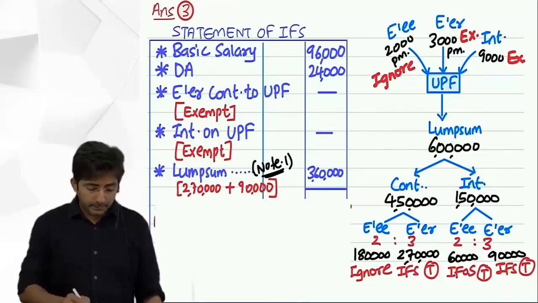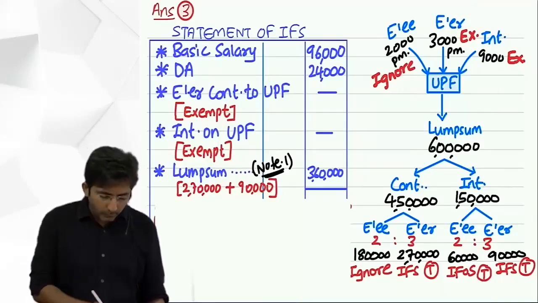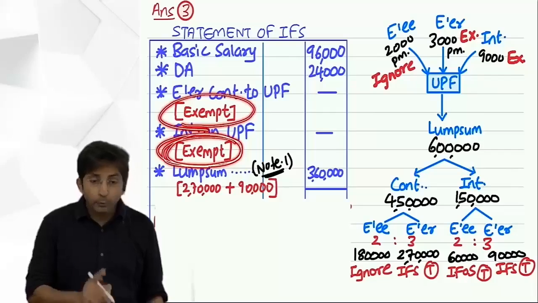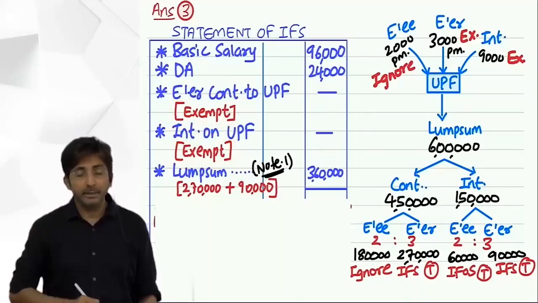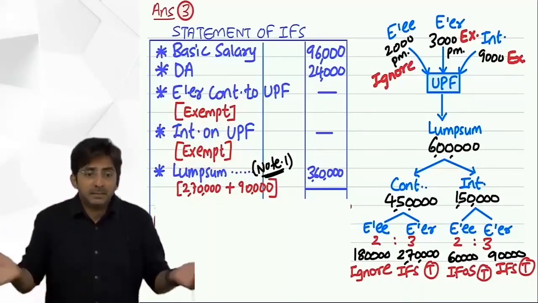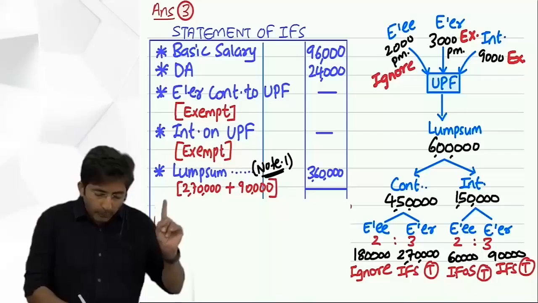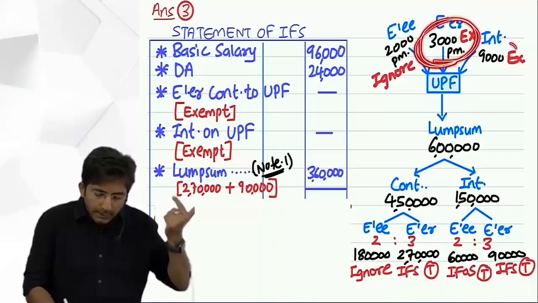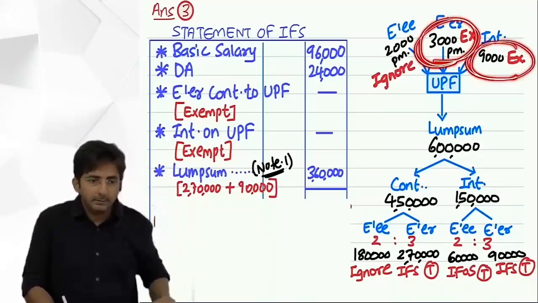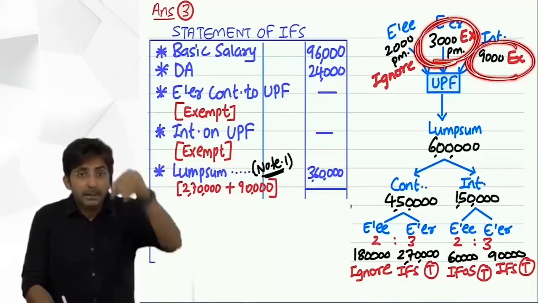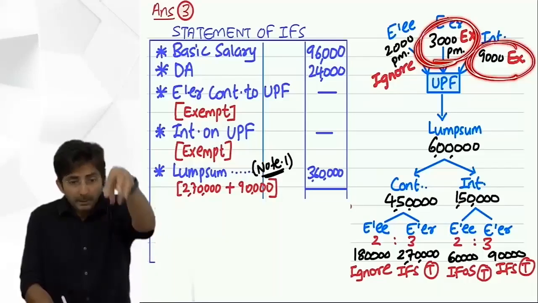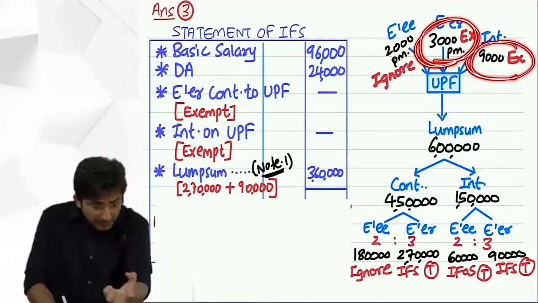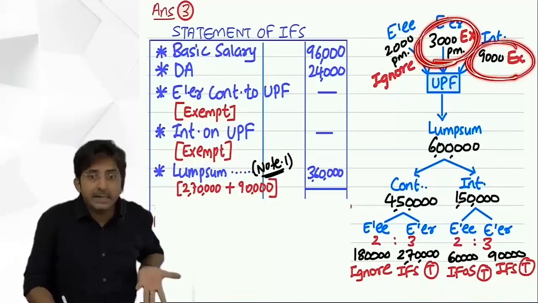See here, his doubt is, sir, here it is exempt, so why no section? See, UPF is not exempt, it is taxed at a different time. Exempt means what? It will never be taxed. So tell me, would it be right to say this 3,000 and 9,000 will never be taxed? It is exempt for the timing, means when it is deposited in your account, that time you don't pay tax. But that deposited money when you get as lump sum, that time it is taxed.